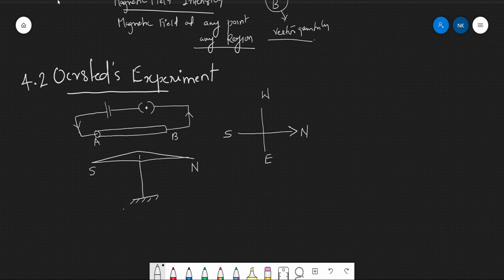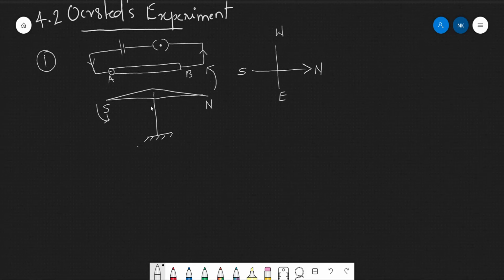Here what was observed was that the north pole of the compass turned towards the west. The south pole will turn towards what? East. Okay, fine. So this is experimental observation number 1. Let's go for the second one.